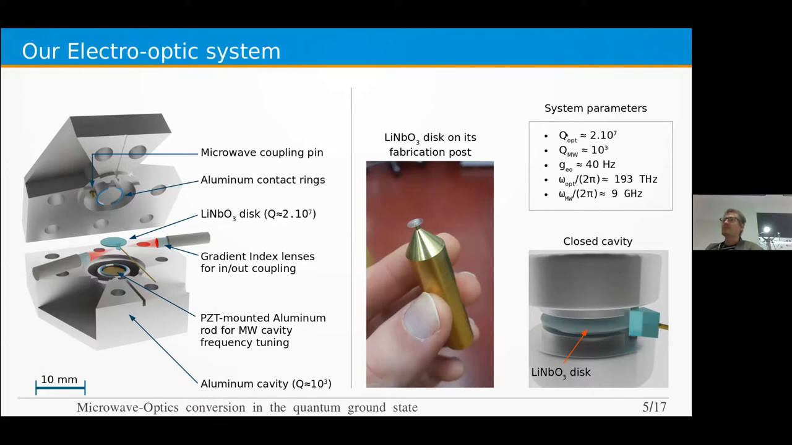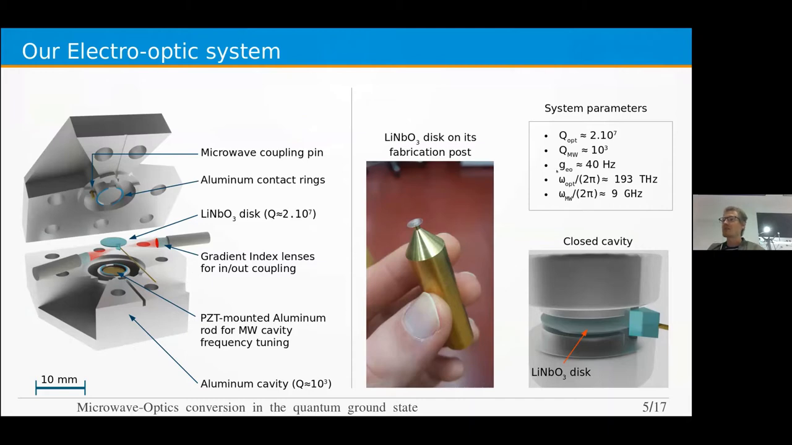The system parameters are the following. The optical quality factor is pretty high, 2×10⁷. Recently we've been able to push this by a factor of almost 50 to reach close to 10⁹. The microwave Q is more modest. Although the aluminum is superconducting in our typical experiments that operate at the 10 millikelvin stage of a fridge, we are limited, we think, by piezoelectric effects.